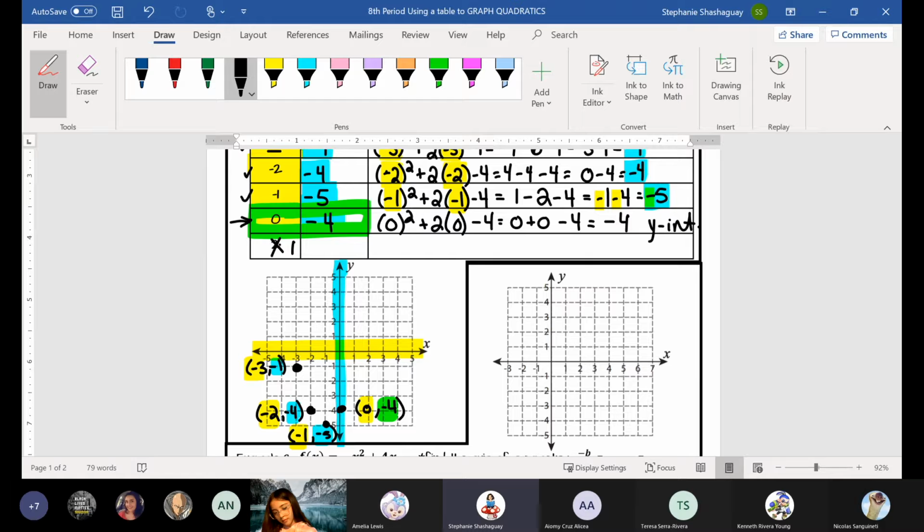So let's find out what our output is when our input is 1. So we're going to have 1 squared plus 2 multiplied by 1 minus 4. Well, 1 squared is 1. 2 times 1 is just 2. Minus 4 is equal to 3 minus 4, which is equal to negative 1. So my output is negative 1 when my input is 1.